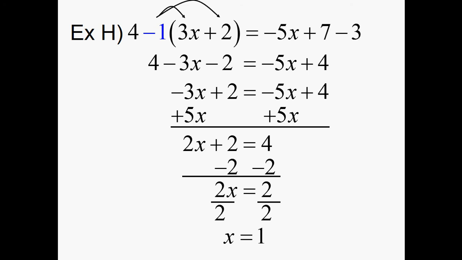So we're practicing all the steps that we've been working on, our distributive property, our combined like terms, and our inverse operations. All right, thank you for being awesome. We'll get started on the homework.